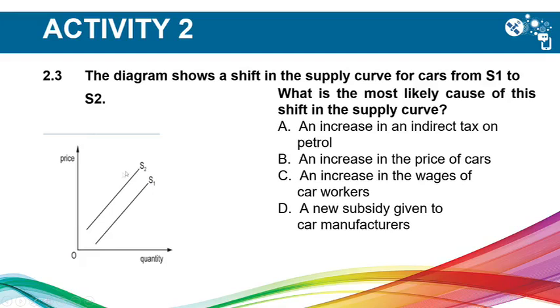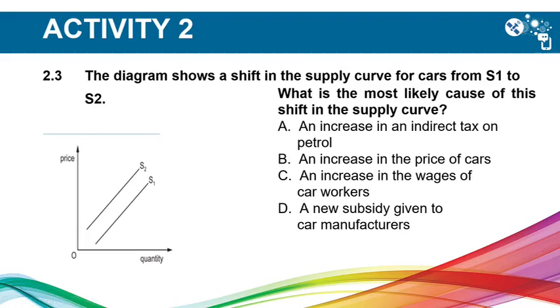Now we understand that there's been a decrease in supply, and the question is, what is the most likely cause of this shift in the supply curve? What they're actually asking is, what would cause the supply to decrease? Would it be an increase in an indirect tax on petrol? An increase in the price of cars? An increase in the wages of car workers? Or a new subsidy given to car manufacturers? You've got to think about this very carefully. Which one are you going to choose?